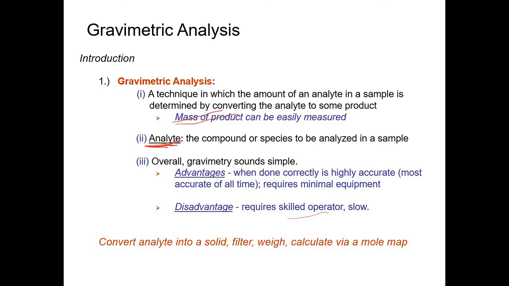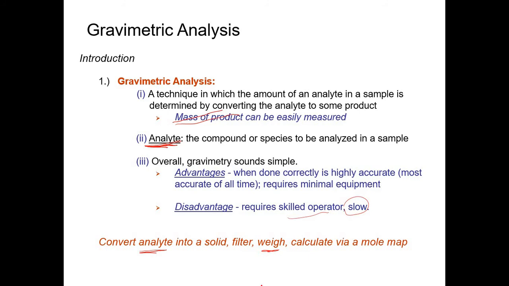And then the basic thing you do in gravimetric analysis is you need to convert the analyte into a solid. So meaning you precipitate it: the analyte is in solution, then you need to precipitate it with something, and then you filter it, and then you weigh it. And of course, that's the process that makes it slow.